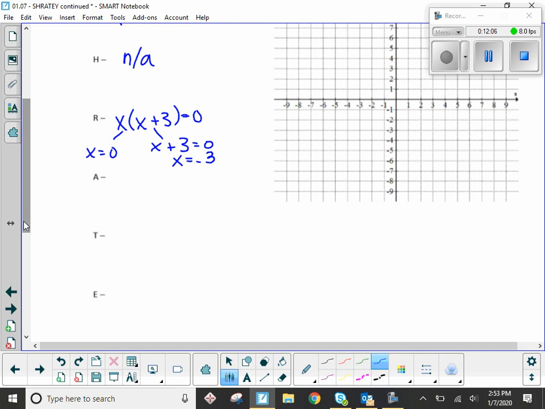If you leave it here, x equals 0 and x equals negative 3, this is actually the equations for lines. So you want to write it as a point, and it even tells you how to do it. It says number, comma, 0. So whatever numbers you got when you solved, that goes in your x spot, and then 0, because these are x-intercepts. So we've got (0, 0) and (-3, 0). And you can put those on your graph.